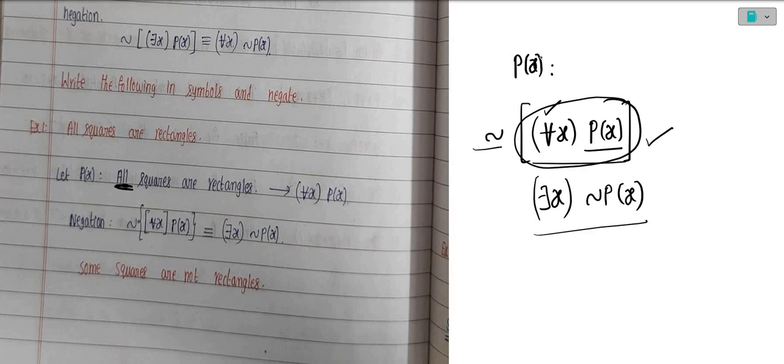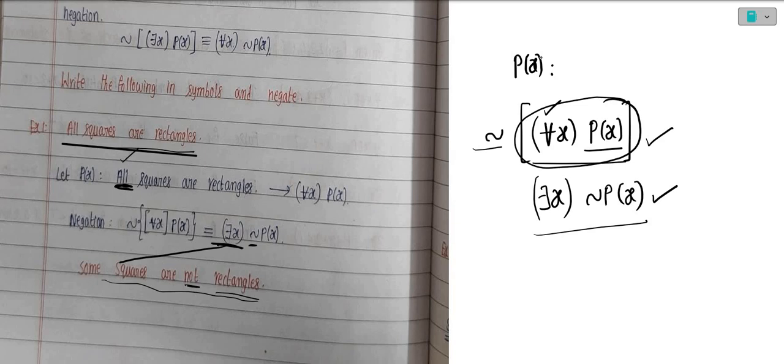Now I am writing this in sentence form. Observe, we have 'all squares are rectangles'. Now I negate this by using symbols. Here I get there exists x. 'There exists' becomes 'some'. Some squares, and the negation is there, that's why 'not rectangles'. So the negation of 'all squares are rectangles' is 'some squares are not rectangles'.